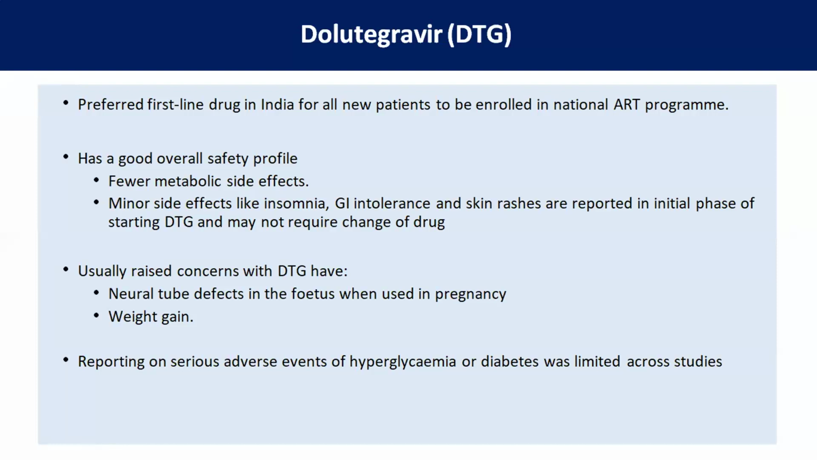And the usual raised concern with dolutegravir is neural tube defect in the fetus when it is used in pregnancy, and weight gain. Long-term data will talk about the weight gain, and reporting on the severe adverse effect of hyperglycemia or diabetes was limited across the studies.